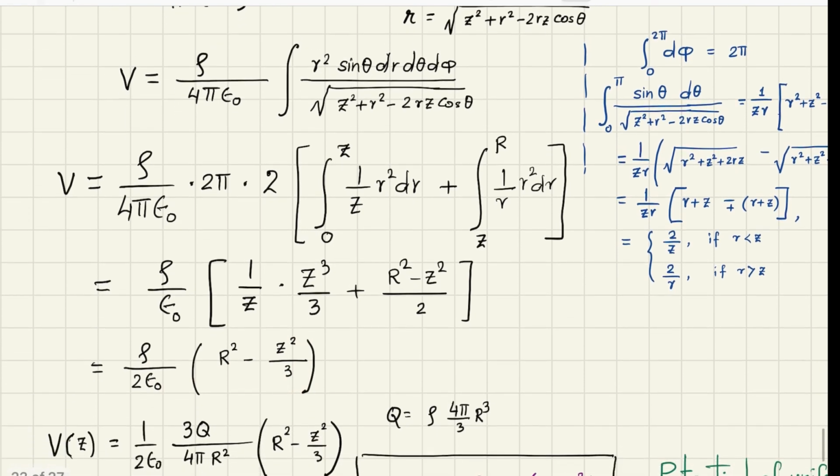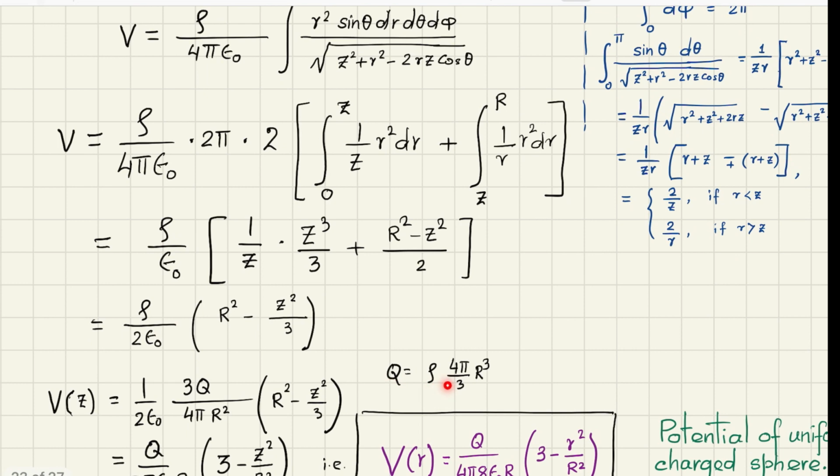Now I can express it in terms of the total q, because q is rho times 4 pi by 3 r cube. So V of z is, so it cancels, right? That is how. So 1 by 2 epsilon naught, I re-express this in terms of q, 3q by 4 pi r cube, times r square minus z square by 3. This is more conveniently written. In fact, this is a result which is worth remembering in its form, not the formula, but its form.